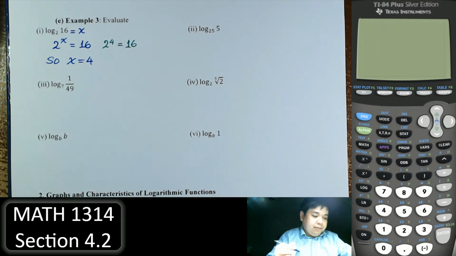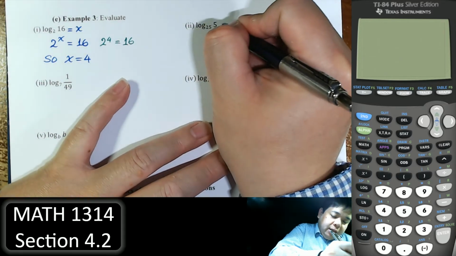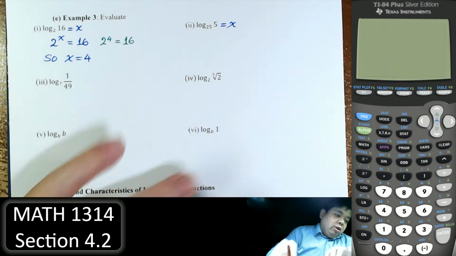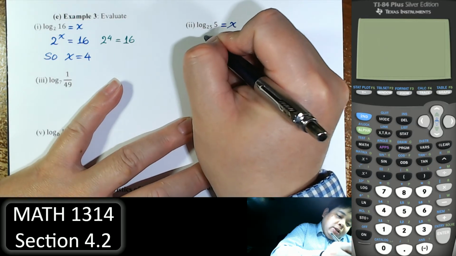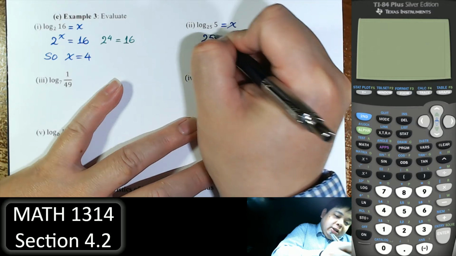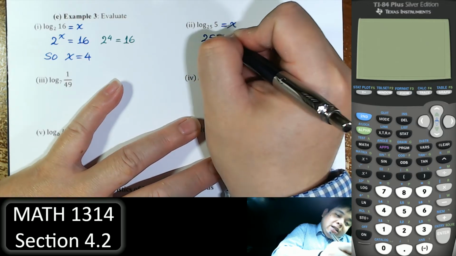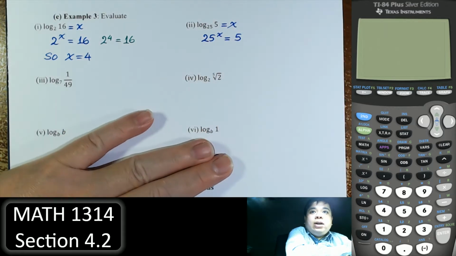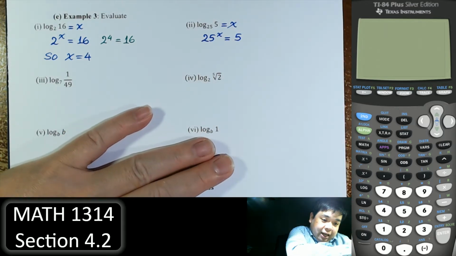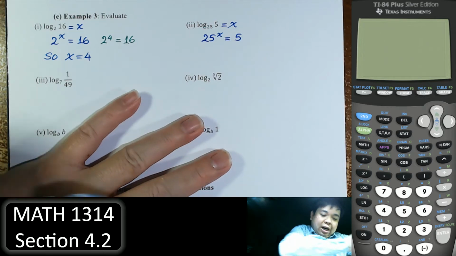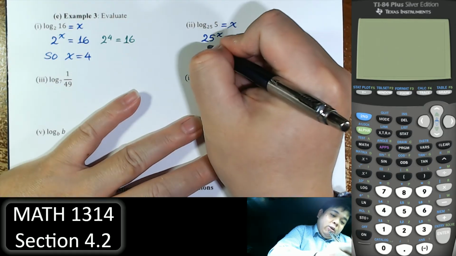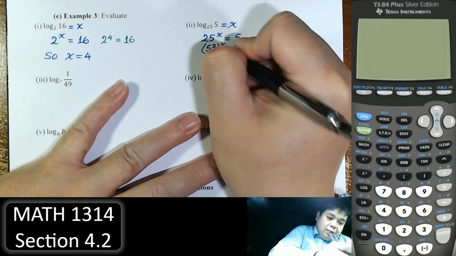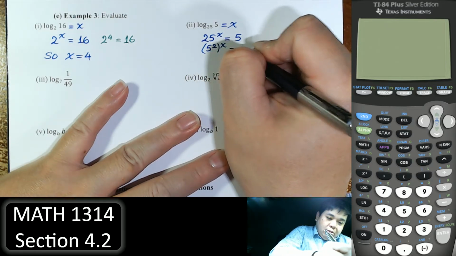If we don't know what it is, make that equal to x, and then we'll swap to exponential form. The base is 25, equal sign, x and 5 swap places. Now this is a little bit more complicated. 25, we can write as 5 squared, and 5 here just to the first power.